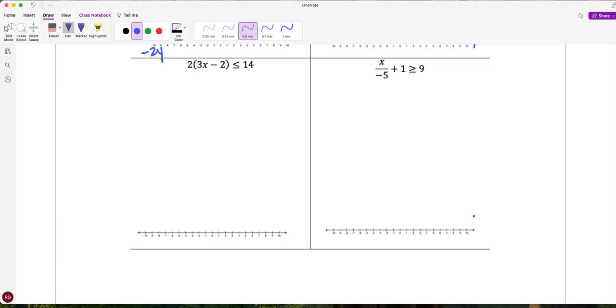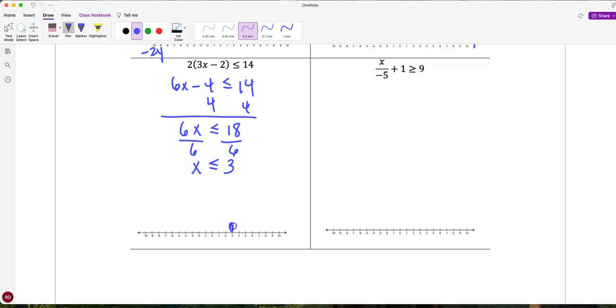Next we'll do the distribute here. So you get what? 6x minus 4 is less than or equal to 14. Add 4 to both sides. 6x less than or equal to 18. Divide by 6. x is less than or equal to 3. So all the numbers that are smaller than or equal to 3.